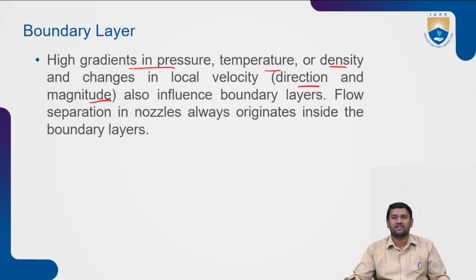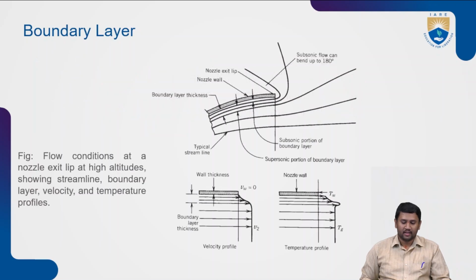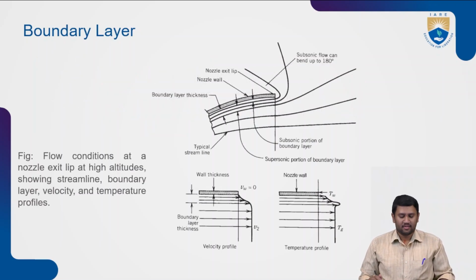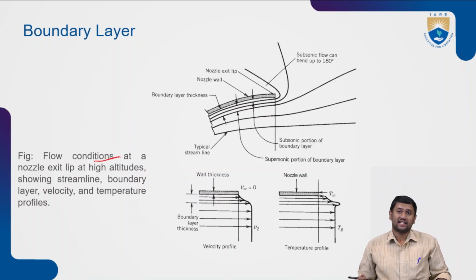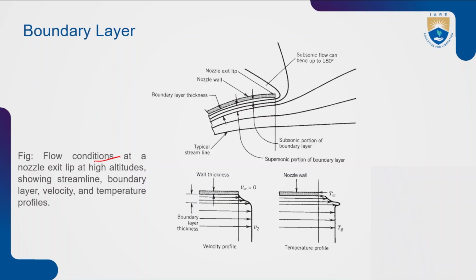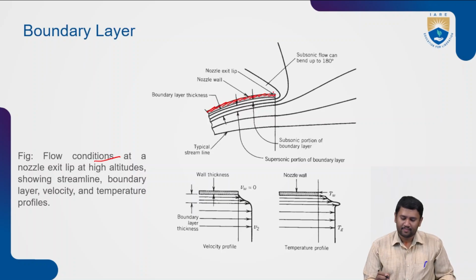Flow separation in a nozzle always originates inside the boundary layer. Let us understand this. The figure shows the flow conditions at a nozzle exit lip at high altitude, which shows the streamlines, boundary layer, velocity as well as temperature profiles. Now, this is my wall, the nozzle wall that I have been using, and this is my nozzle tip. Now these are my streamlines.